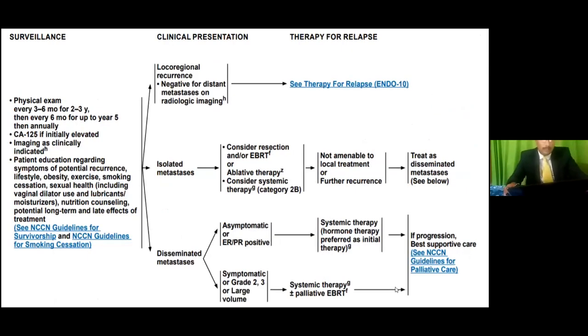And this is how we perform the surveillance. Give the patient the surveillance and physical exam every 3 to 6 months for the 2 to 3 years, then every 6 months for up to 5 years, CA125 if elevated, and imaging as clinically indicated, and patient education. And depending upon again whether disseminated metastasis is there, isolated metastasis is there, or local regional recurrences, then the management.